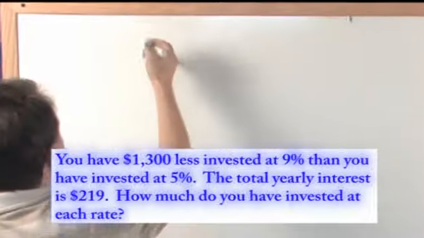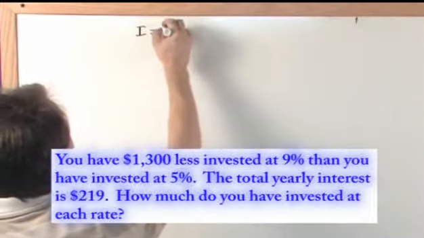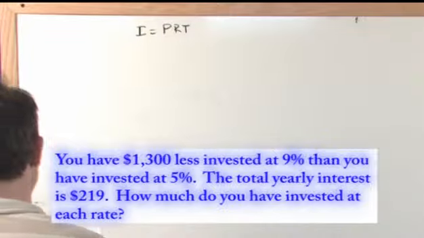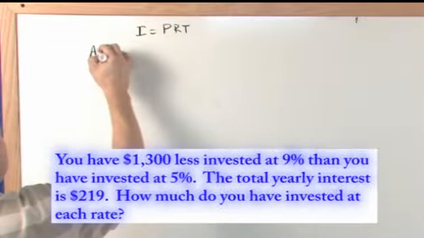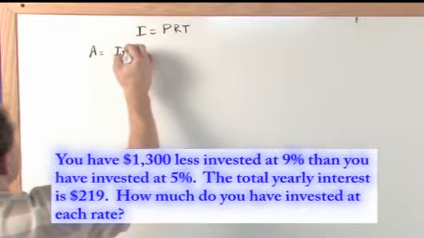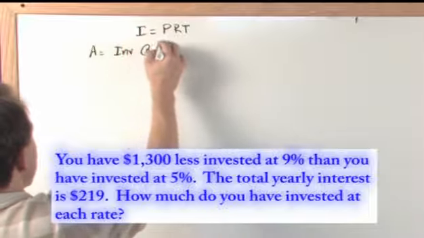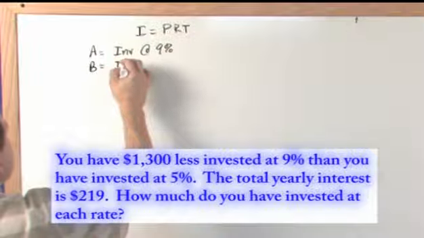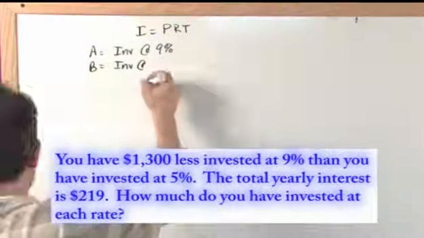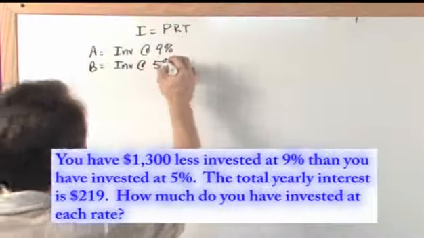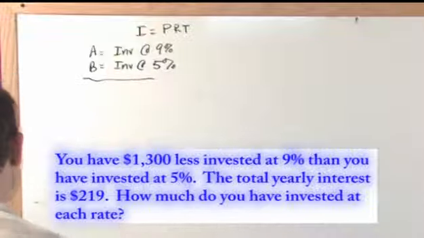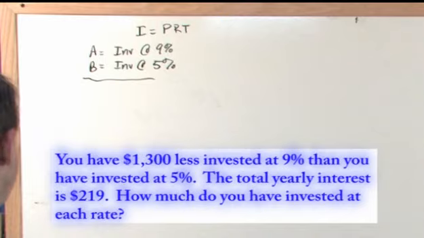So same story as before. The interest is equal to the principal times the rate times the time. Okay, and I'm going to let the variable A equal how much I have invested at the 9%, and B is how much I invested at the lower rate of 5%. Now the first sentence says right here, I have $1,300 less invested at 9% than I do have at 5%.